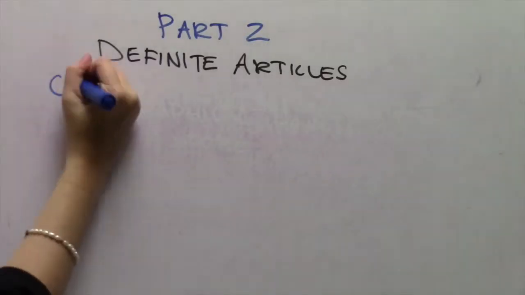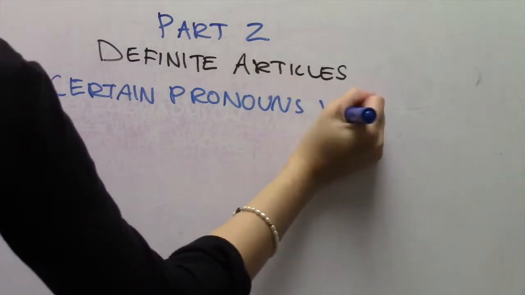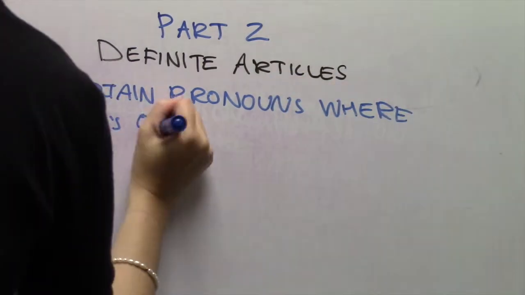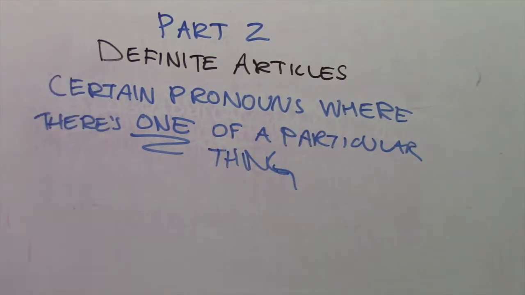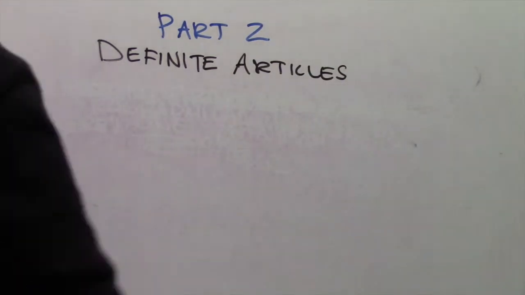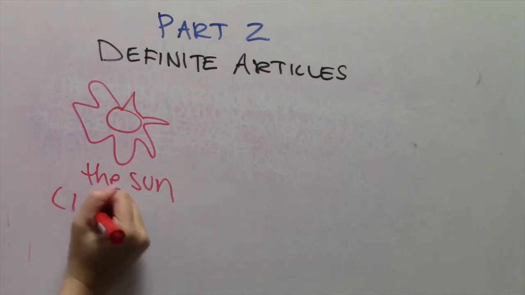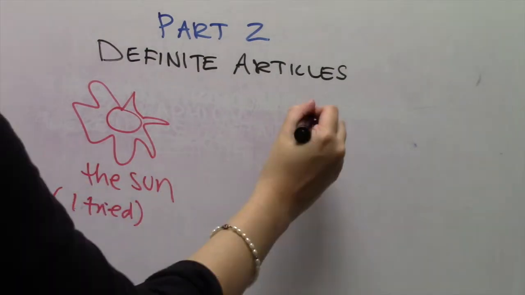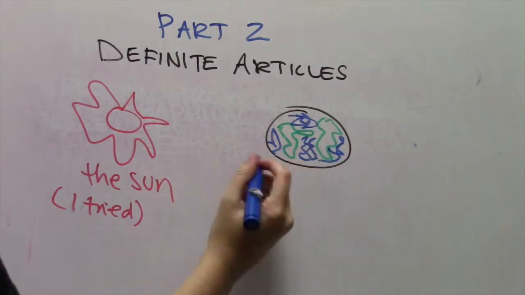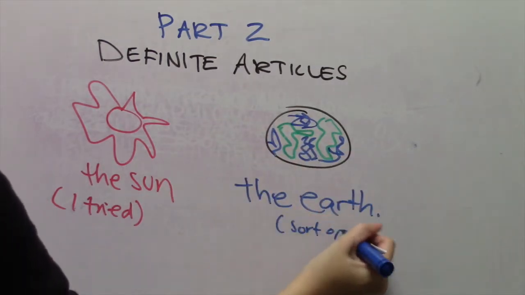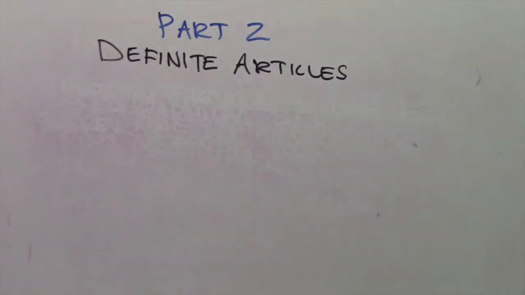Keeping in the spirit of the previous section, you want to use definite articles with certain pronouns when you're sure that there's only one of a particular thing. Examples of this situation include my extremely poorly illustrated interpretations of the sun and of the earth, since we are sure that there is only one of each of these.